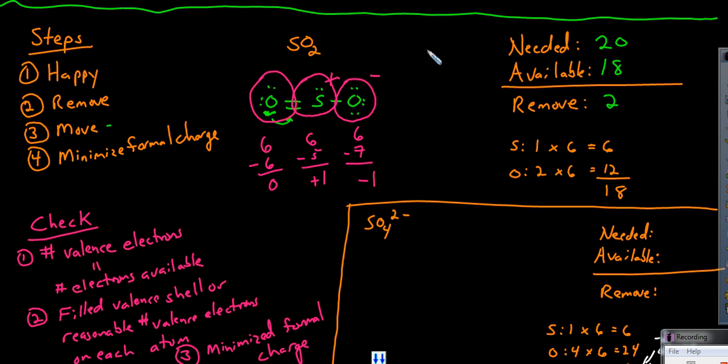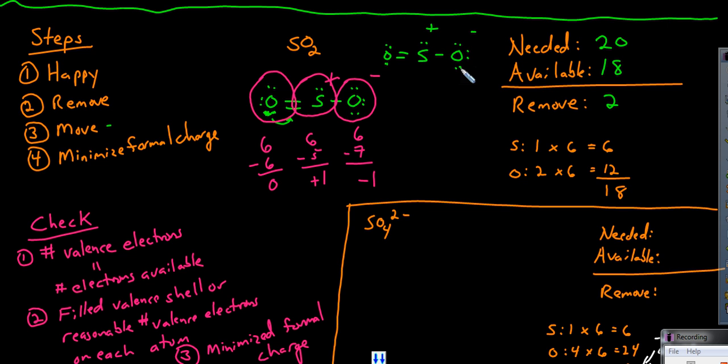All right, so let me just redraw this so we can see it all again without all the clutter. Here's our sulfur dioxide as it is currently. And right now there's a +1 and a -1 formal charge. We want to get rid of some formal charge. Oxygen has a negative formal charge. There are too many negatively charged electrons on it. And sulfur has a positive formal charge. There are not enough negatively charged electrons on it.